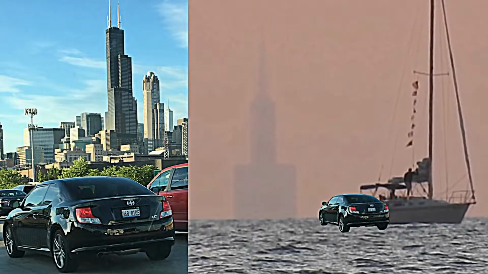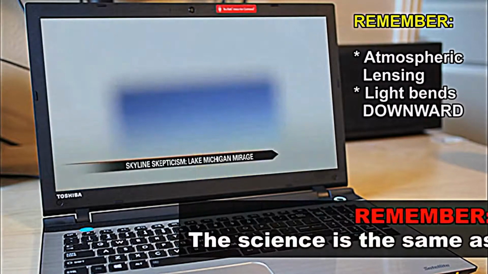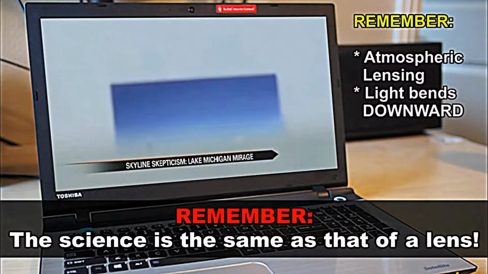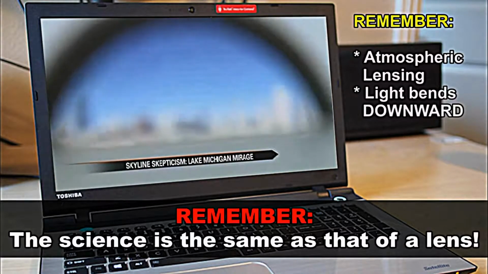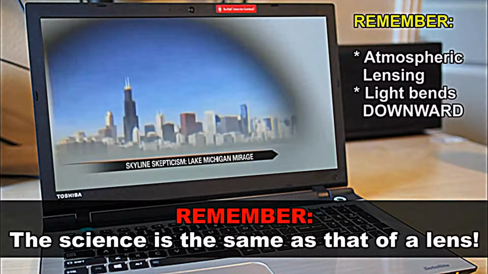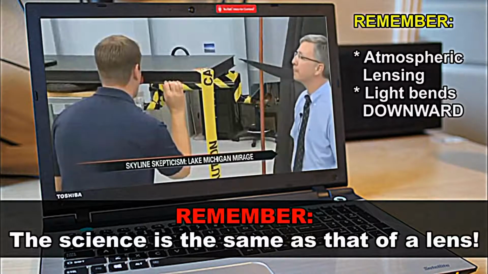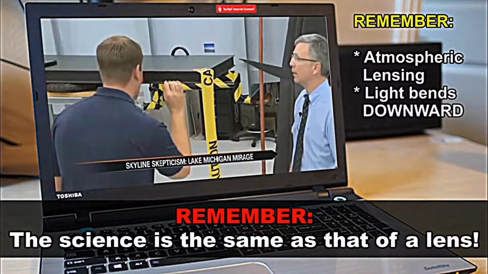And let's just go back and hear from the experts once again what's happening with the atmosphere. The science is the same as that of a lens. Here's a simple example. If you're looking at Chicago here, just maybe now you can just see the top of the Sears Tower, and if our simulated temperature inversion moves into place, hopefully now you can see pretty much all of Chicago, see all the lower buildings, including what's at ground level. So the atmosphere really is acting like a lens.